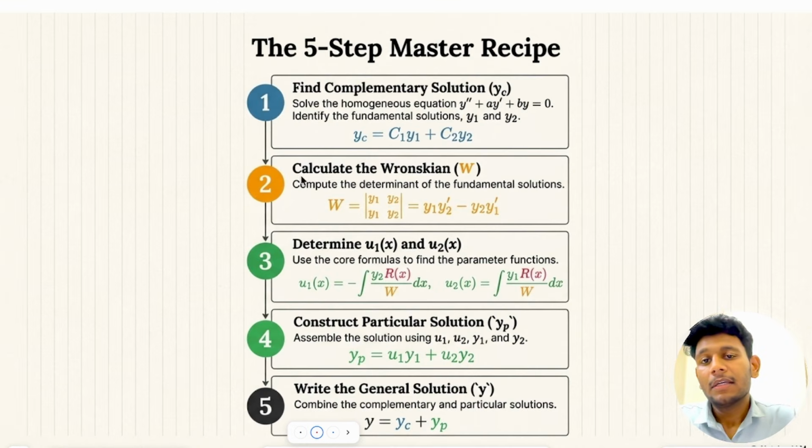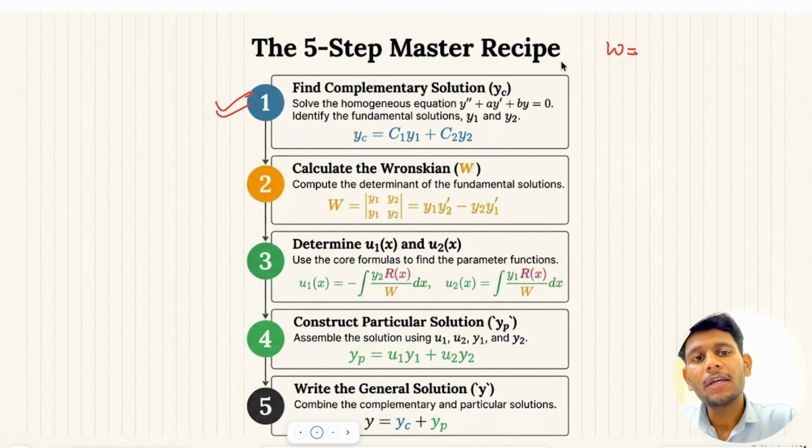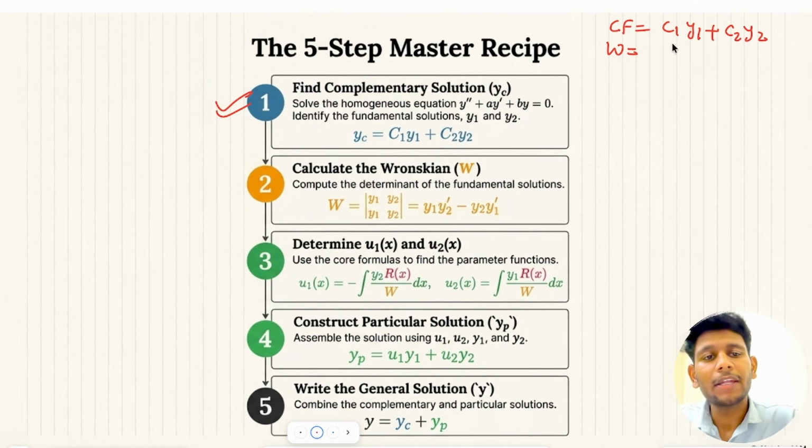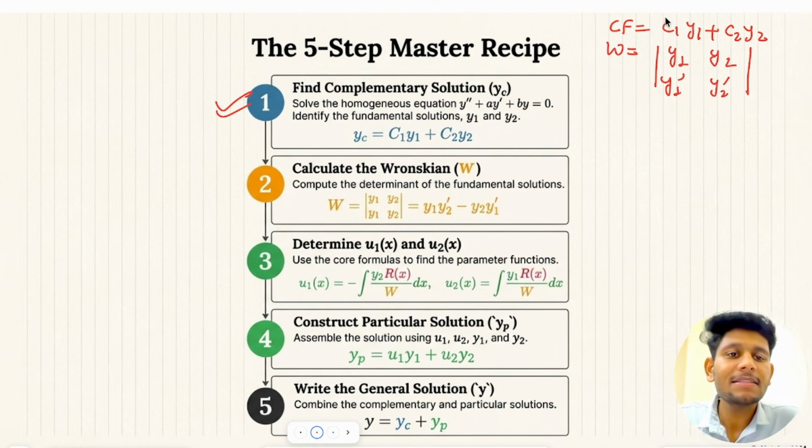Now just see, this is the step. What is the step? First step is to find out the complementary solution. Then find out the Wronskian. What do you mean by Wronskian? Complementary function is c1 y1 plus c2 y2. Then the Wronskian is nothing but the determinant of y1, y2, y1 dash and y2 dash. This dash, this prime, means the derivative. So this is known as the Wronskian.